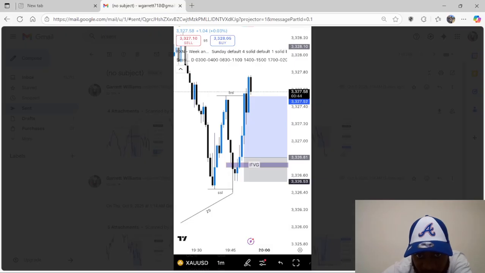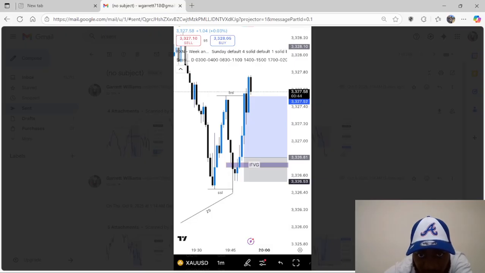So 29 time, sell side sweep. This is a sell side example. Sell side sweep, 29 time. Here's an FVG, it turns into an IFVG after this candle closes. It confirms it.